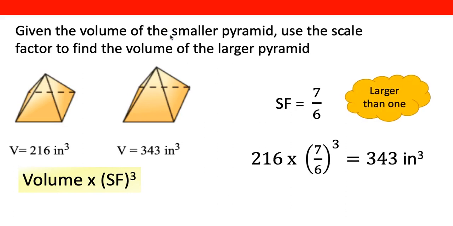We start off with our original volume of 216. We multiply by 7 over 6 to the third power. Check this on your calculator and you will get an answer of 343. So in this problem, we are checking that the scale factor is correct. In our problem, we were given the two volumes, and they wanted us to go backwards and find the scale factor.